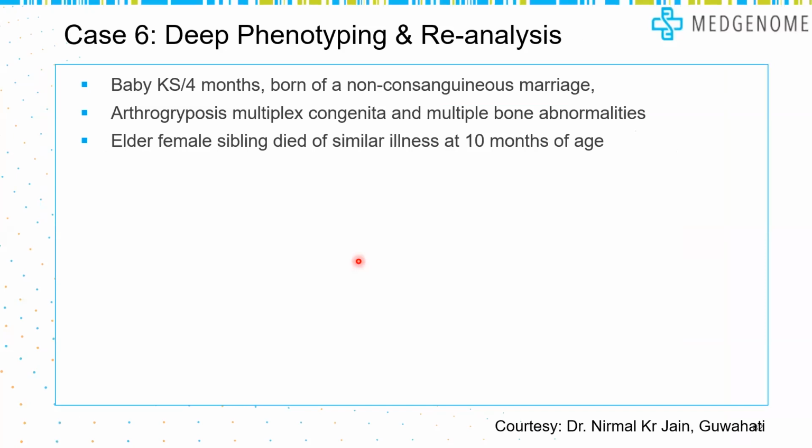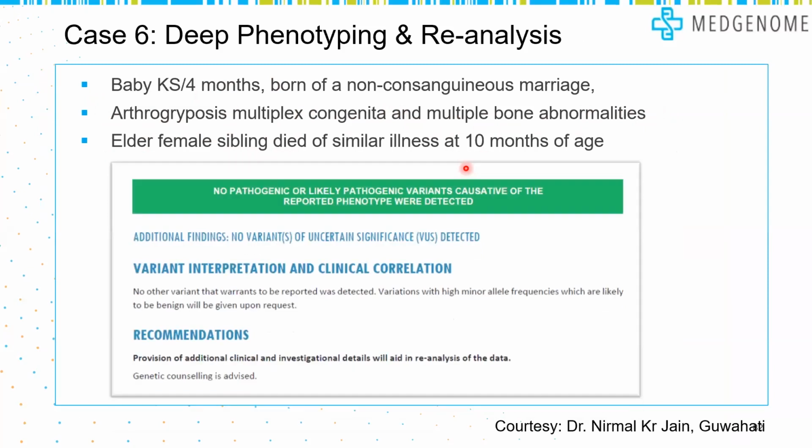Now I'm coming to deep phenotyping and reanalysis. Here we had a 4-month-old child who was referred for arthrogryposis multiplex congenita and multiple bone abnormalities. There was a family history that the elder female sibling had died of a similar illness. No other clinical information was given. We checked for all genes which cause arthrogryposis multiplex. We checked for skeletal dysplasia, bone abnormalities, and a combination of both. But unfortunately, we did not get any variant.